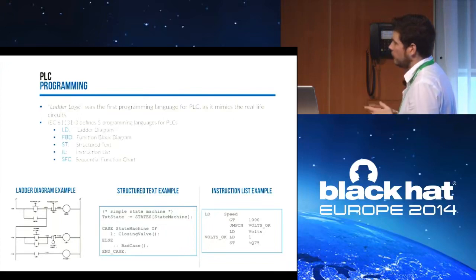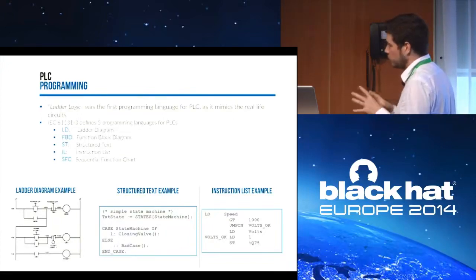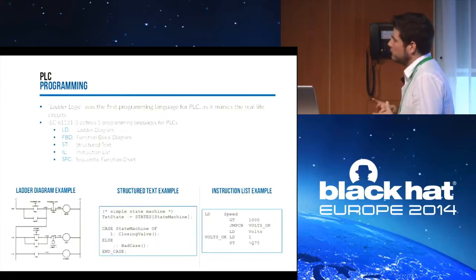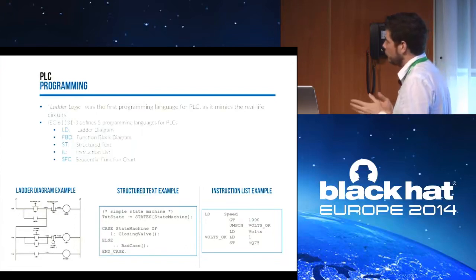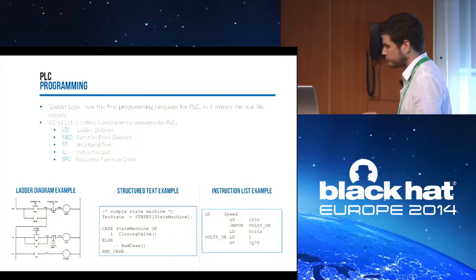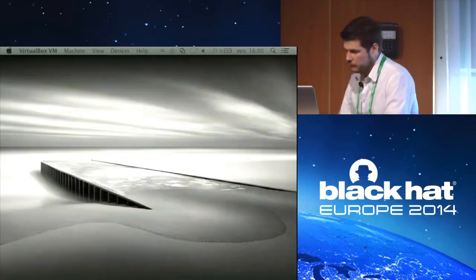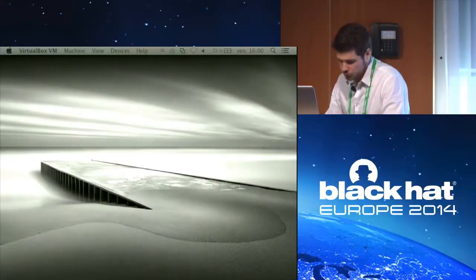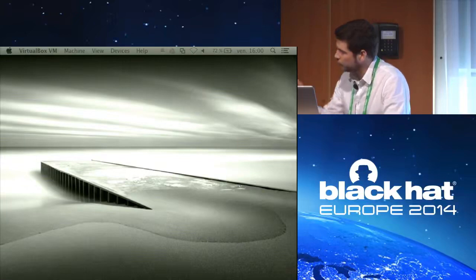On the left, the ladder diagram, which mimics the real devices. Then in the middle, you have the structured text example. So it's like programming in a classical programming language. And on the right, you have the instruction list example. As you can see, it looks like assembly. So maybe now I'm going to show you how the Schneider PLC is programmed. So you have a real example.